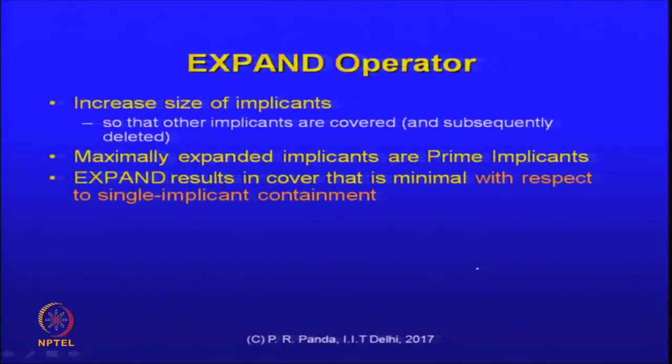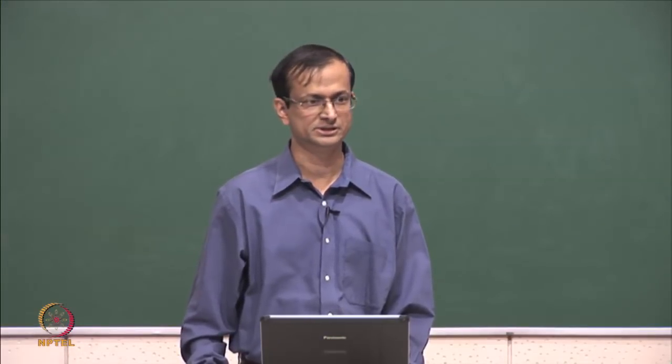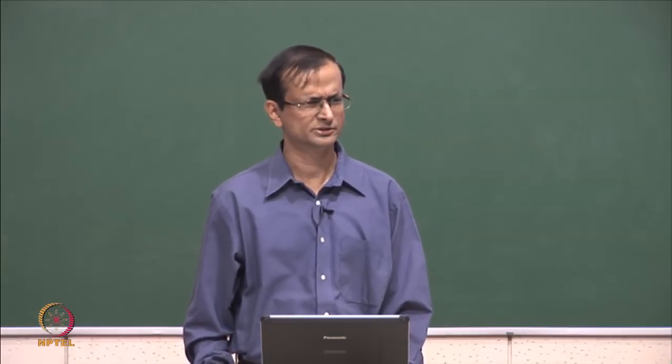So, the expand process would result in a cover that is minimal with respect to single implicant containment. Single implicant containment means that in the process of that expansion, you can make sure that the particular implicant you are processing will not be covered at the end. If you keep expanding, at the end you will come up with an implicant that cannot obviously be contained in any other implicant. That is the nature of the transformation, of course.